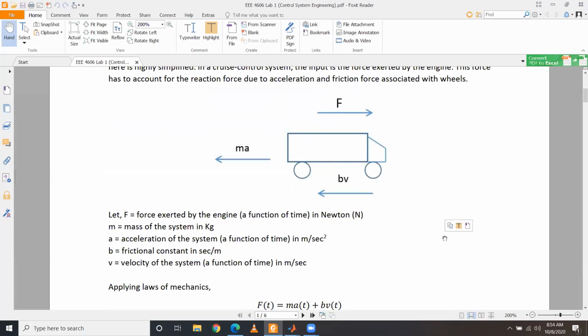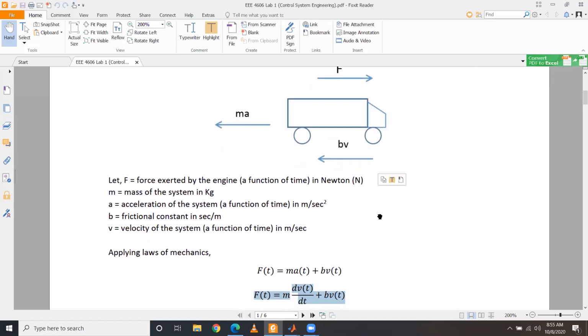So this is a simple cruise control system, basically a car that is driving along a road. As you can see, there are two forces acting on the car, right? The driving force F and the frictional force BV. Why is it BV? Because the frictional force is proportional to the velocity, right? We already know that. Yes, sir.